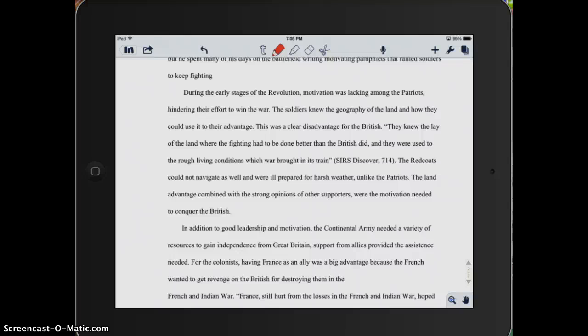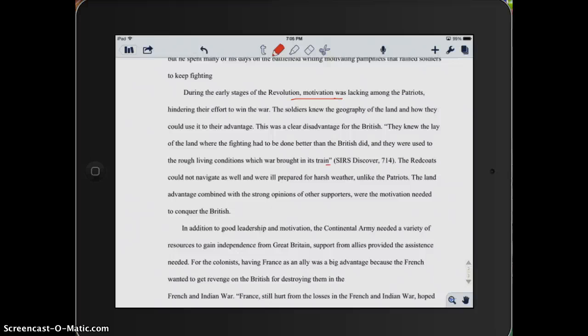During the early stages of revolution, motivation was lacking among the patriots, hindering their effort to win the war. Here's our topic sentence. It's all about motivation. This person did a good job. The soldiers knew the geography of the land and how they could use it to their advantage. This was a clear disadvantage for the British, so here's their first example. They knew the lay of the land where the fighting had to be done better than the British did, and they were used to the rough living conditions which war brought in its train.